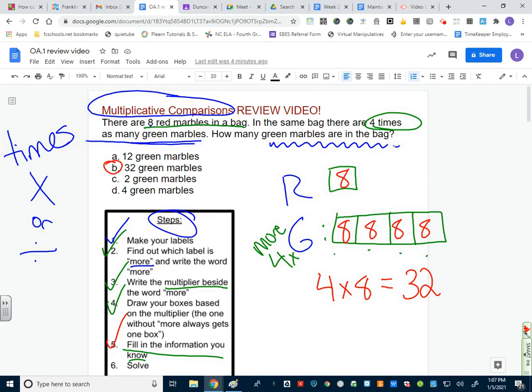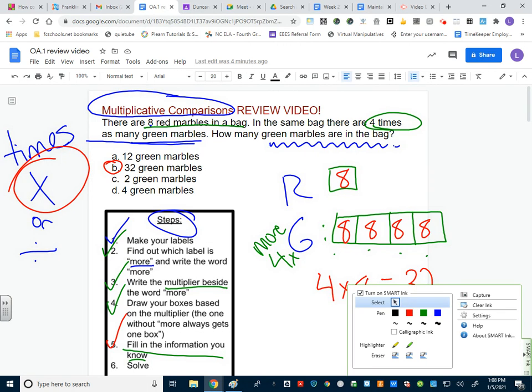Okay? I use the steps. The steps are the same every time to make a bar model to help me decide that this was a multiplication problem. I knew the number of groups and the number inside of each group. So now I'm going to move to another question.